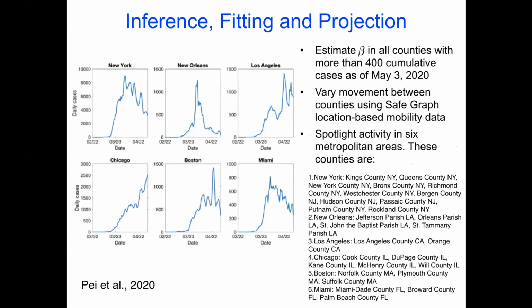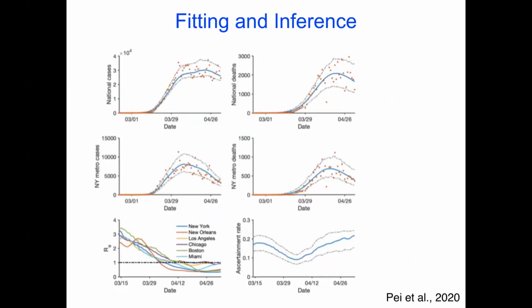One thing we've done is an inference fitting and projection for all the counties that had more than 400 cumulative cases in the US. We also included all the other counties, but they were grouped into lumped estimates of beta, in this instance. What we were able to do with this is fit the model to what had been observed, as what might be expected. You're seeing cases on the left, deaths on the right, nationally in the top row, and for the New York City metropolitan area, which is about 12 counties, in the middle rows.